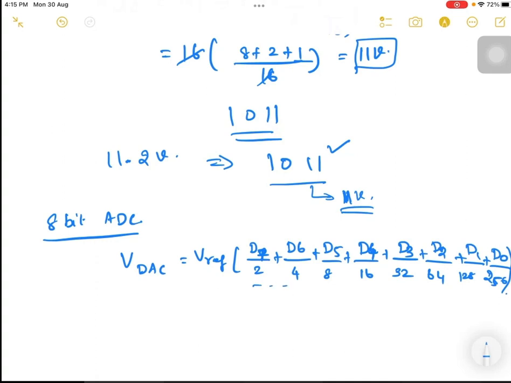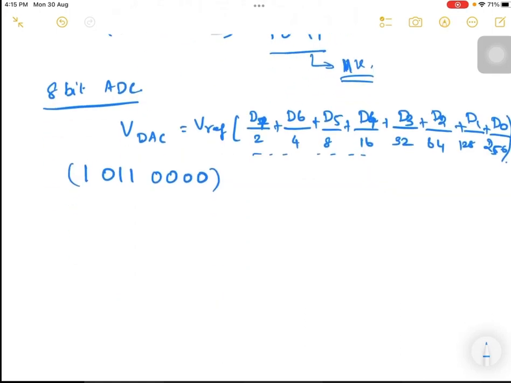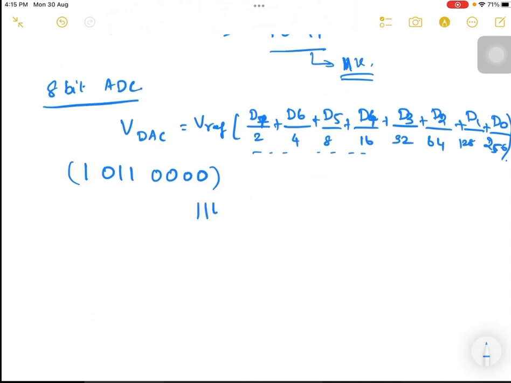Okay, now all the 4 bits we have already done, so what we get is the value 1011. Now we have to do 4 more samples. 1011 and all 4 zeros. This is the current value now. So now we will be finding the VDAC value. The VDAC value we already found out is 11 volt.